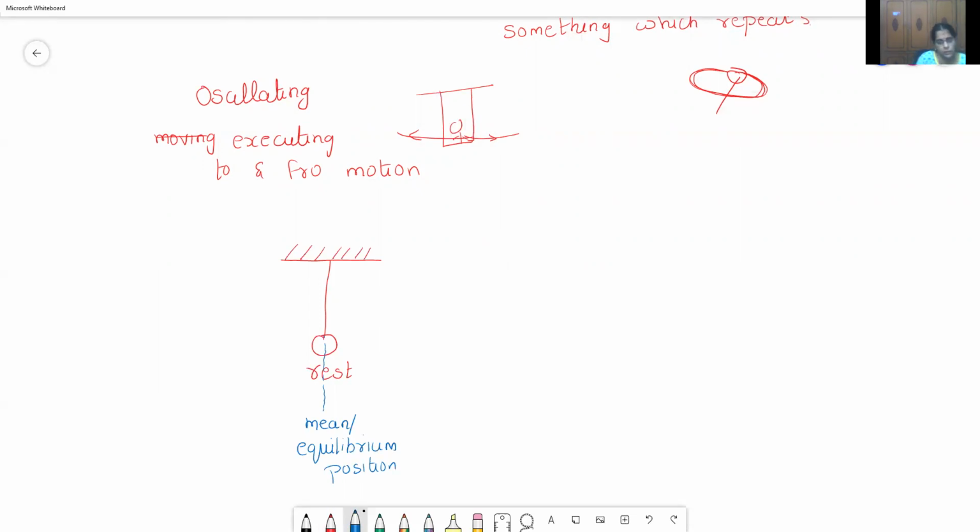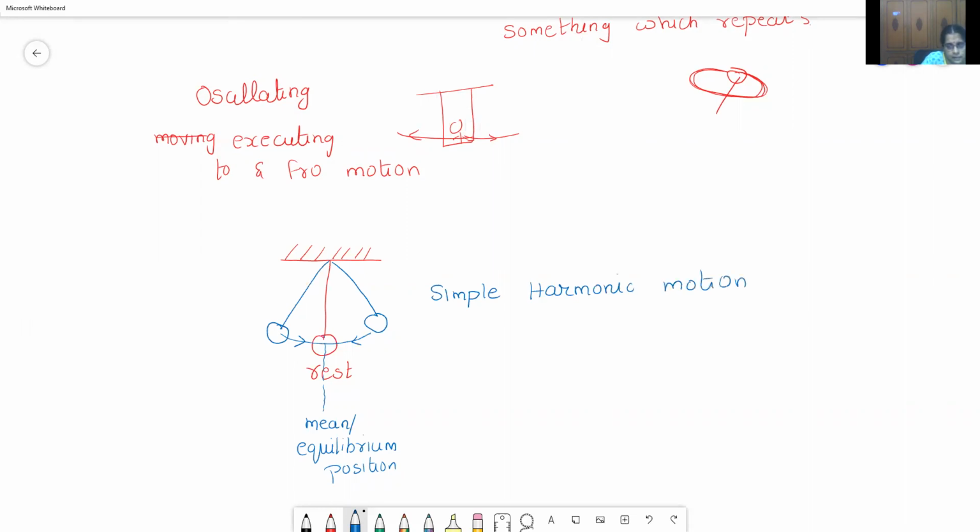Now I am going to move this pendulum in this form and release it. Then this pendulum starts oscillating. It goes to the left, passes the mean position, goes to the right, again comes back to the mean position and goes on. So it is going to oscillate. This is nothing but simple harmonic motion, or periodic motion, you can call it.